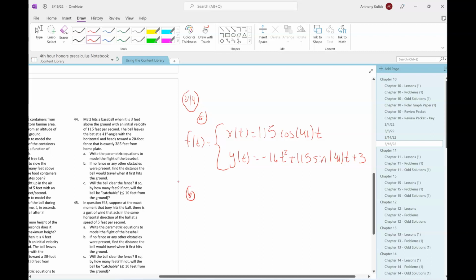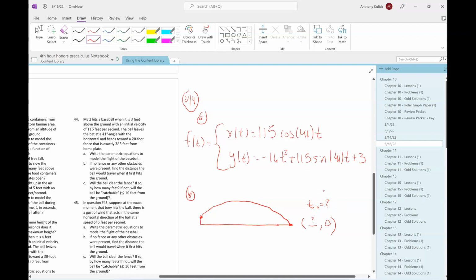Part B says if no fence or other obstacles were present, find the distance the ball would travel when it first hits the ground. So here's the ball from the initial height, and we're basically looking at that kind of path. So the x and y here, we don't know what the x is, but we know the y has to be 0 because it's on the ground now. And we want the t in that situation.